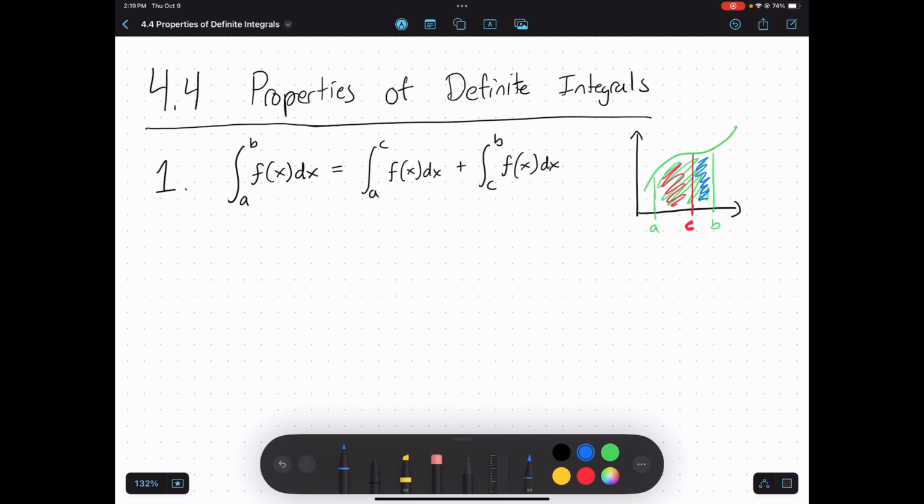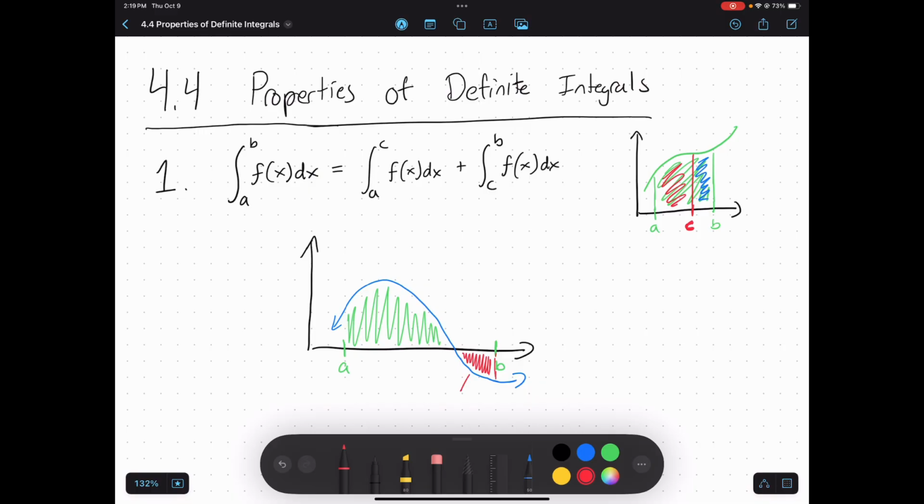And now that we understand that better, we might say, well, yeah, of course that makes sense. Why would that ever actually be helpful? I'll show you an example. What if you have something like this, where you've got some function, and you want to find the area from a to b? Well, what do we notice? We notice that some of the area is going to be above the x-axis. Another piece of that area is going to be below the x-axis. This area right here is going to be counted as negative, and this area is going to be counted as positive.